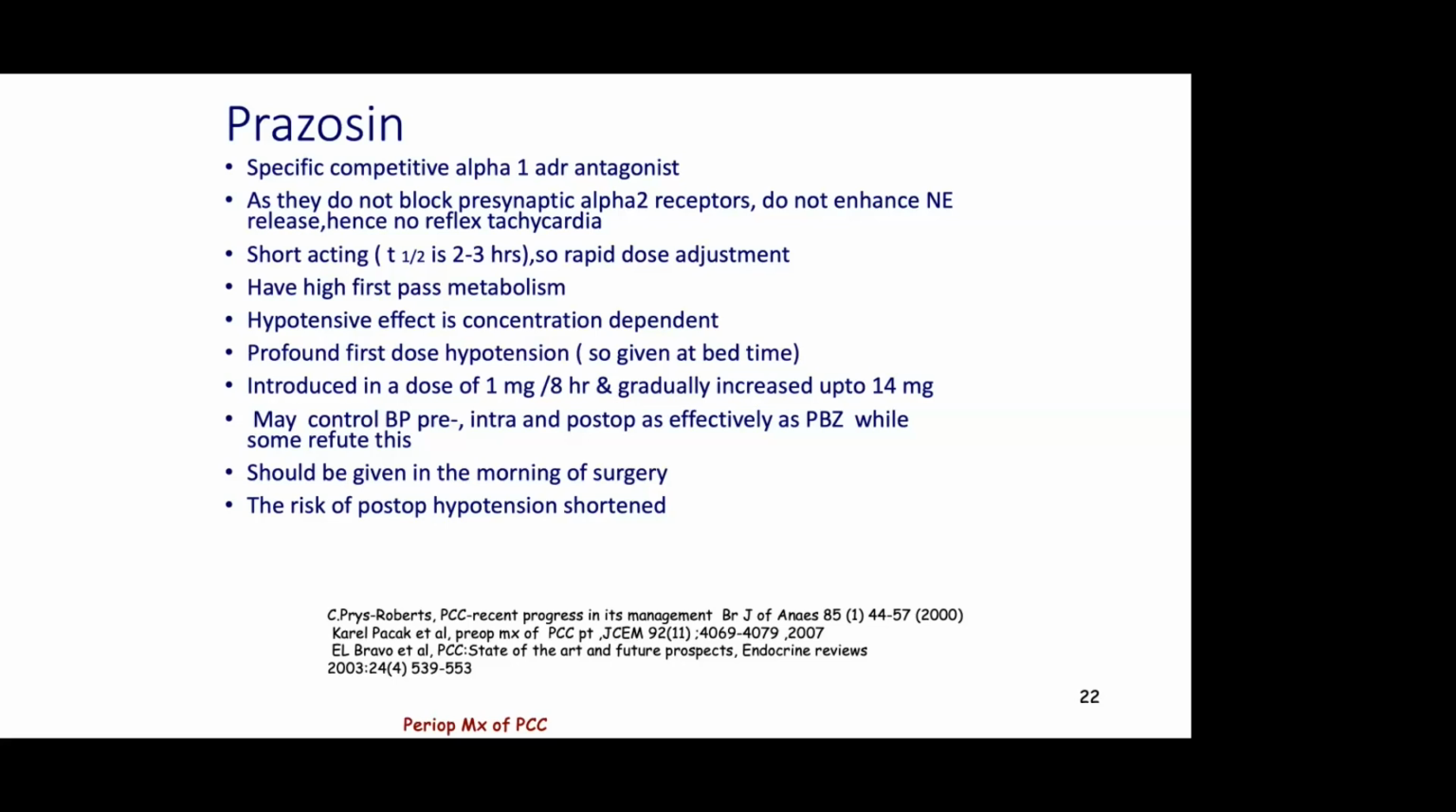So we typically tell the patient to start taking it at bedtime, and we start with 0.5 to 1 milligram on day 1, and then on day 2 we give it in the morning as well as at night, and then gradually increase. We can actually go up to 14 milligrams. And if the BP is not controlled adequately with prazosin, we can actually add calcium channel blockers.